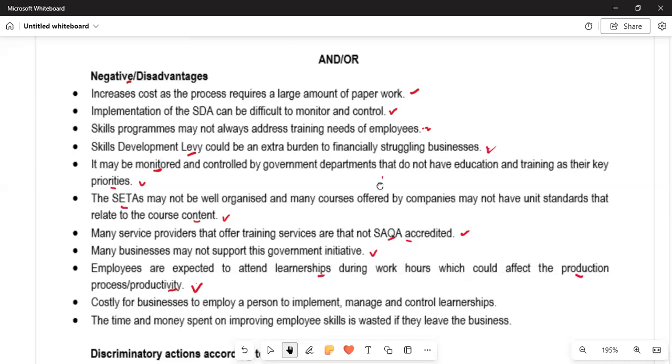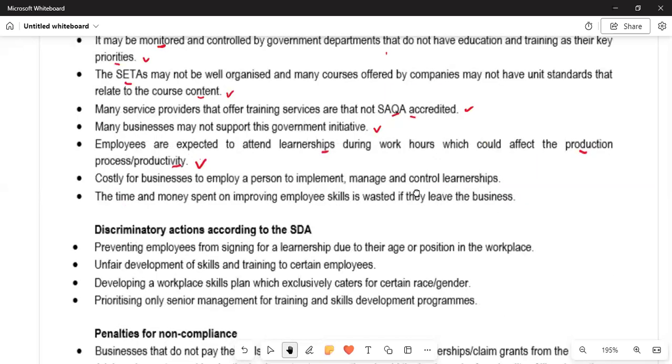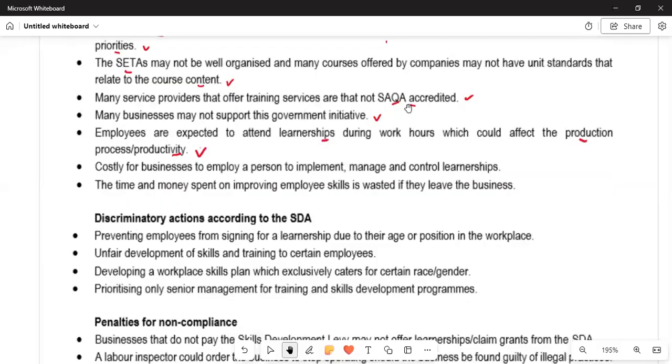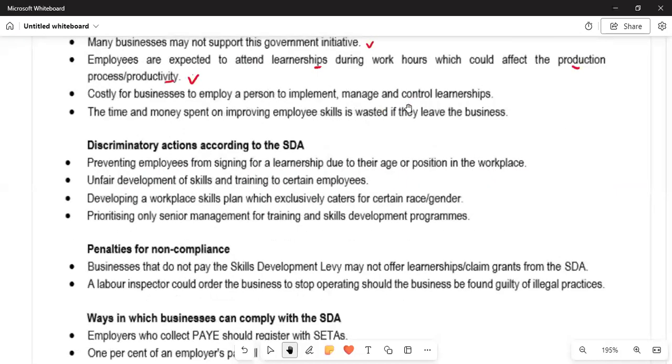It is costly for a business to employ a person to implement, manage and control learnerships. So businesses are to appoint someone who is going to make sure that there is implementation of this process. By so doing, they are forced to incur some expenses to pay such a person that they are going to appoint to make sure that there is implementation.